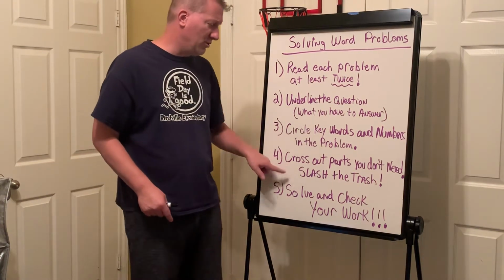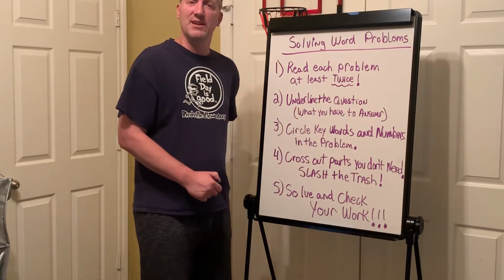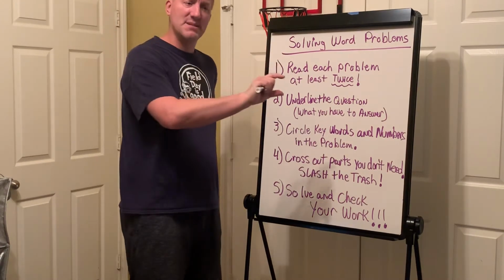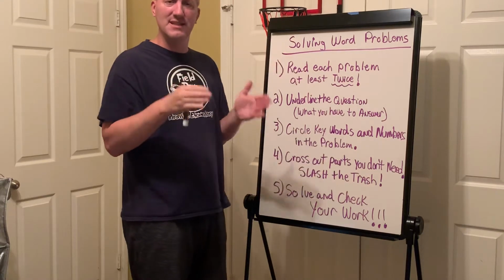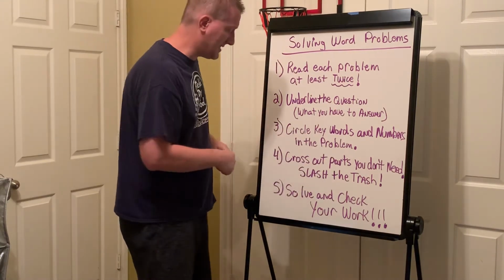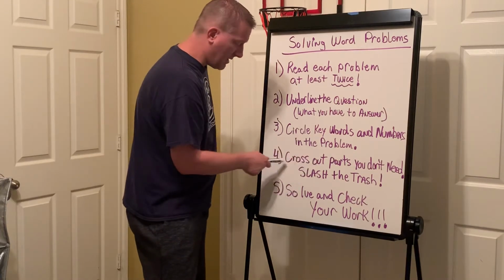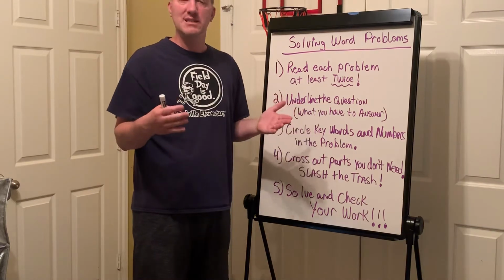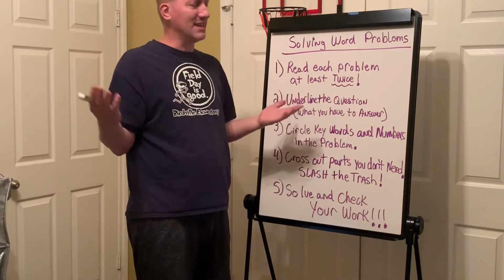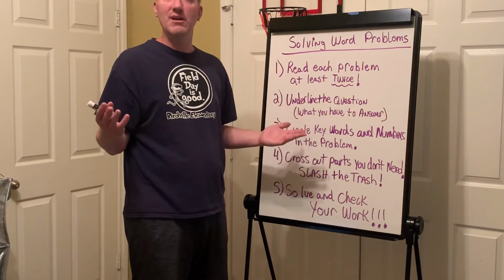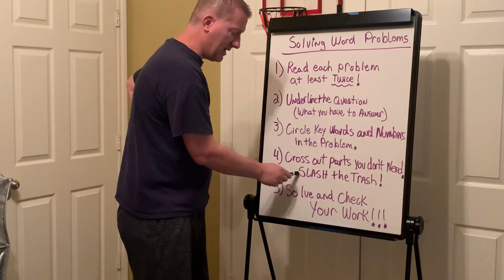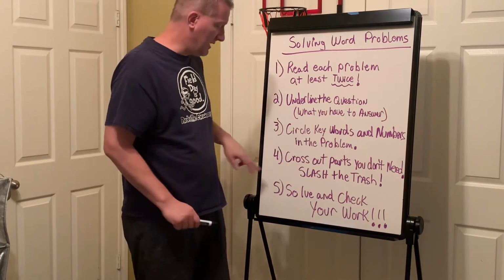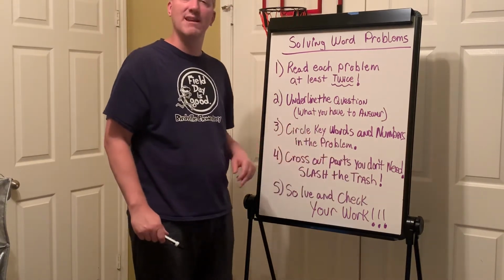The next step you should do, what was always a fun thing to do in class: usually when I read it the second or third time, I read it sentence by sentence and see if each sentence is important and if I need anything from that sentence. So step number 4 is cross out parts you don't need. If it says, hey, they're a track star, but it doesn't give you any information, we don't care that they're a track star. Cross it out. Slash the trash. Slash the stuff you don't need.